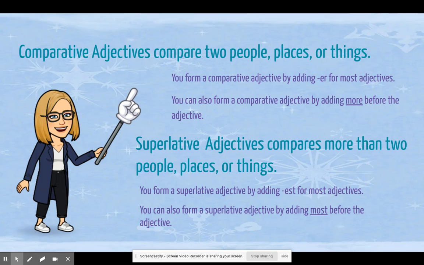All right, remember, comparative adjectives and adverbs are comparing two things. If you are comparing adverbs or adjectives, you add er, or you can add more before the adverb or the adjective. Superlative adjectives compare more than two things. So more than two people, places, or things, or more than two actions. To make a superlative, you need to add est to the adjective or the adverb, or you can add most before the adverb or the adjective.